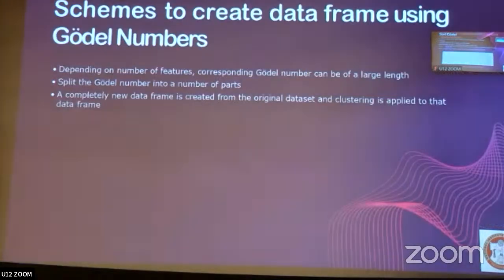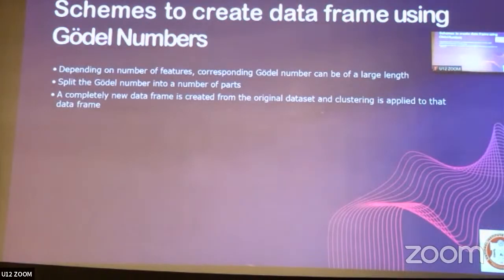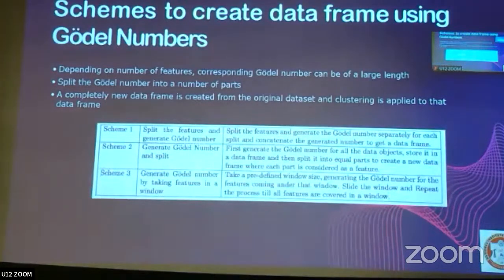Now we apply it to real data. If it is high-dimensional data, you might already be guessing that the Gödel number, as it takes powers of primes, can be a very large number. So what we did was split the features, or split the Gödel numbers, into some parts. We have 3 schemes for doing it, and you can think of many other schemes also. In the first scheme, we split the features into sets according to the size of the Gödel number that we wanted to generate, and then for each set of features, we generate a Gödel number.